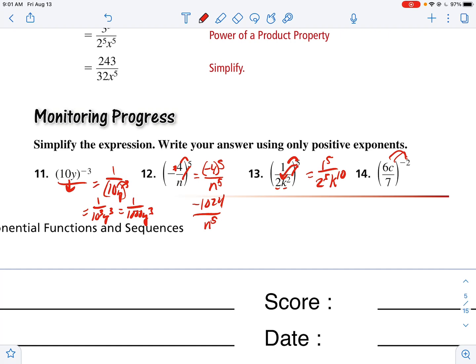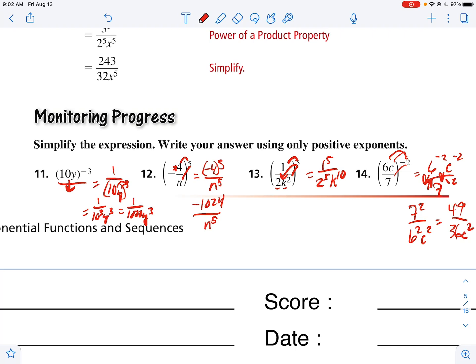Okay, the 6 gets it, the c gets it, the 7 gets it. But before that, I'm going to, well, I'll distribute it, and then I'll show you the other way. So 6 to the negative 2, c to the negative 2, 7 to the negative 2. It's going to go up, it's going to go down, it's going to go down. They're going to flip sides. So it becomes 7 squared over 6 squared c squared, or 49 over 36c squared.